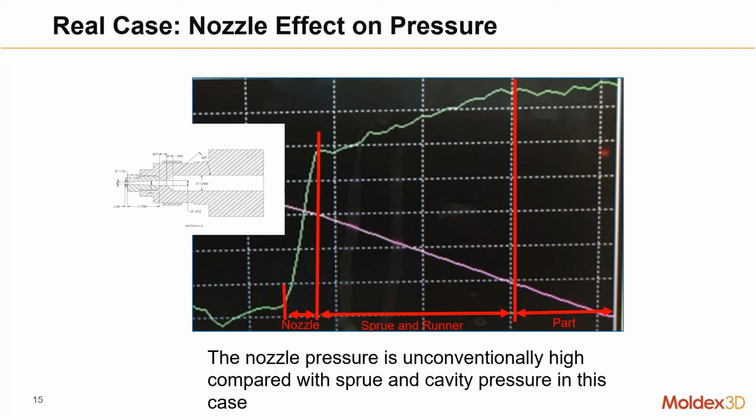So this is actually a real case. This is a case study that we did last year. And we actually have the nozzle geometry right here. You can see that there's a very, very narrow nozzle geometry, and it actually gets very, very narrow as we get closer to the sprue. As far as the sprue pressure is concerned, we have three main sections that I'll focus on. We have the nozzle, we have the sprue and runner sections, and then we have the part.